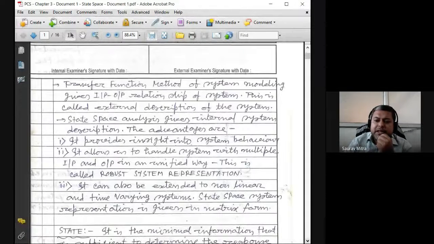We enter the model in matrix form into the computer. Then we ask the computer, "Okay, chalo bhai, tell me what is the step response." The graph will be given. Tell me what is the ramp response. The graph will be given. So this is the advantage of state variable modeling.